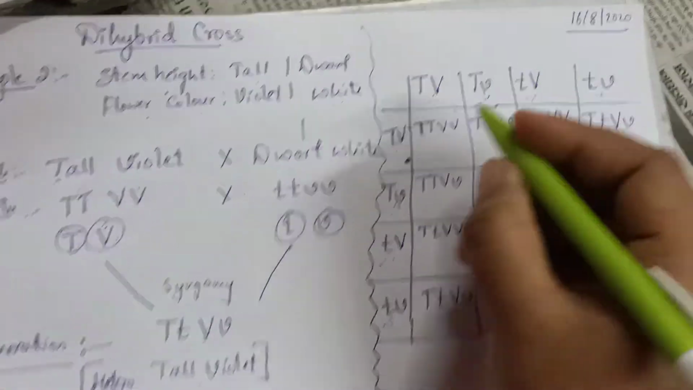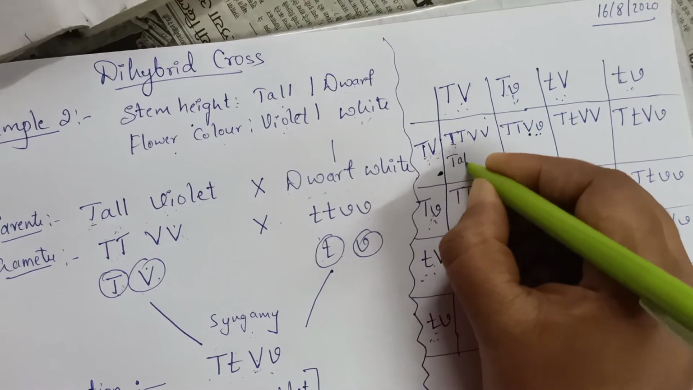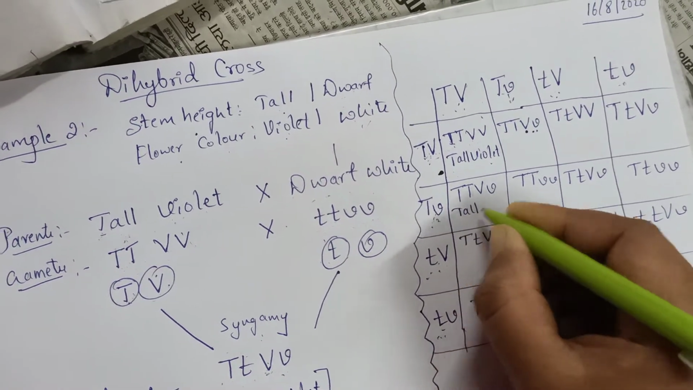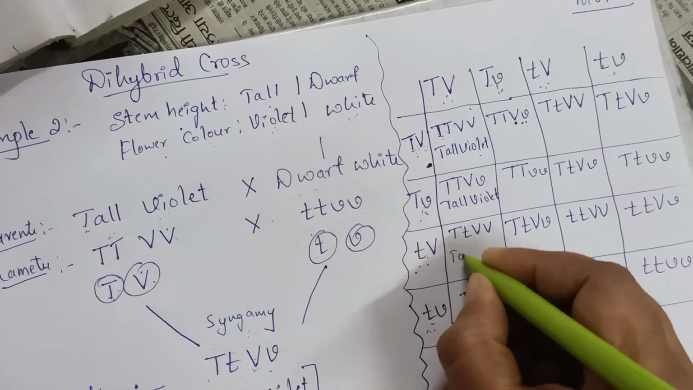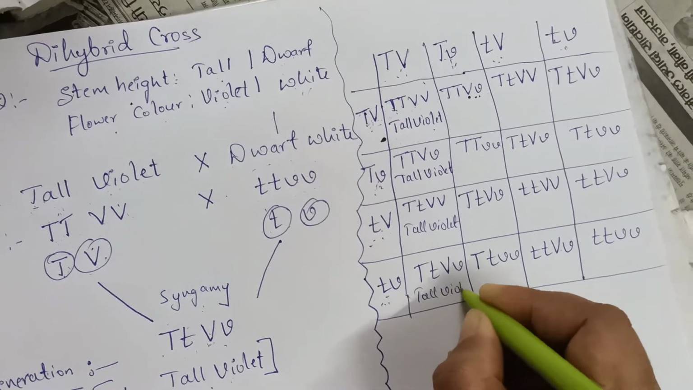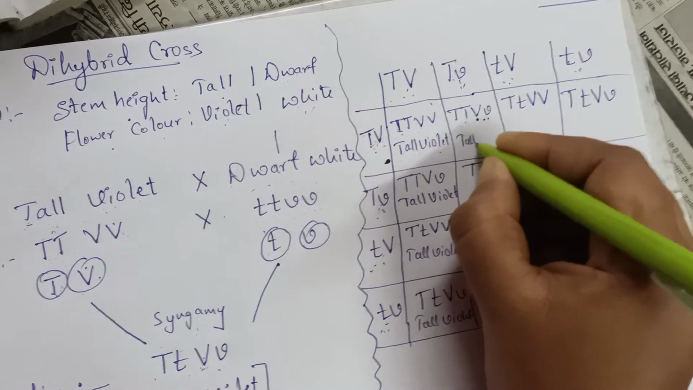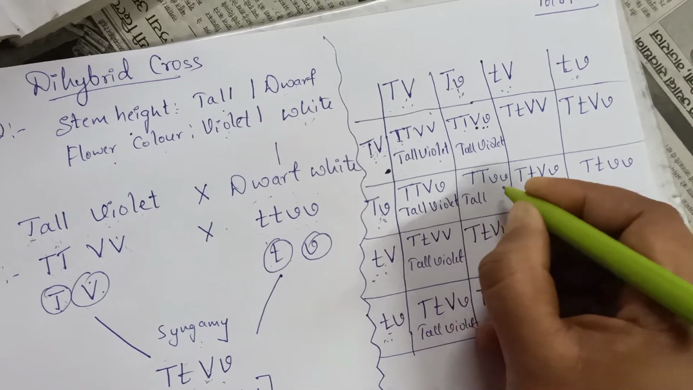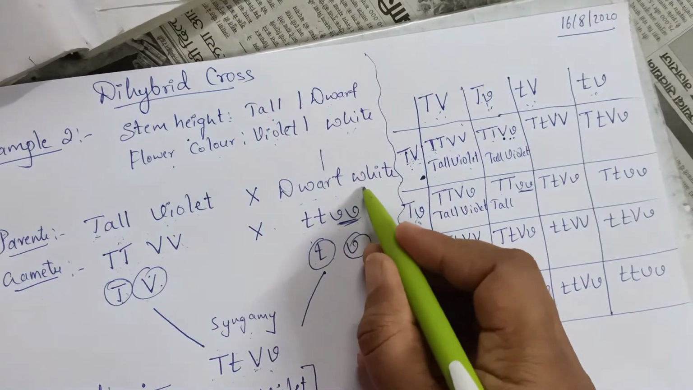So here, due to the presence of two T's and two V's, that will be tall violet. This will be tall. Here one capital V is present, so it will be violet. Here also the same, tall violet. T, capital V, tall violet. See, if capital letters are there, no need to check, it will be dominant tall, but here two small V's are there, so two small V means that will be white.